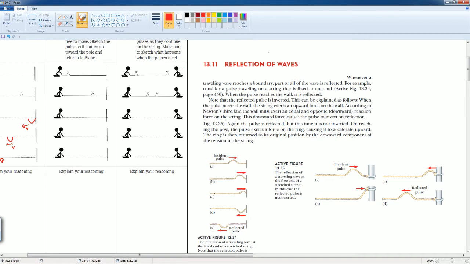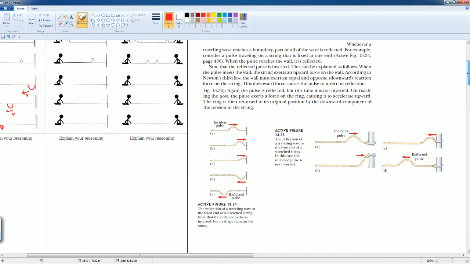Whenever a traveling wave reaches a boundary, part of that wave is reflected. For example, consider a wave traveling on a spring that is fixed to one end. That's the one that we just talked about. When the pulse reaches the wall, it is reflected. Note that the reflected pulse is inverted. This can be explained as follows. When the pulse meets the wall, the spring exerts an upward force on the wall. According to Newton's third law, the wall must exert an equal and opposite downward reaction force on the spring. This downward force causes the pulse to invert or reflect. That's it.